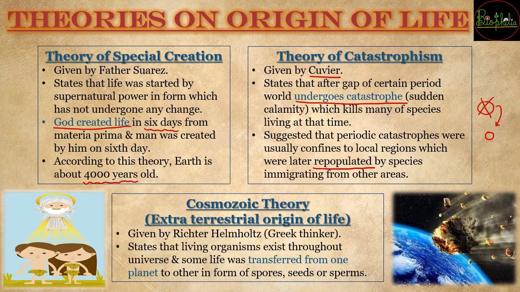That was given by a Greek thinker, Richter Helmholtz, who thought that it was transferred from another planet. वो जैसे हो सकता है स्पोर्स है, सीड्स है या स्पर्म्स है, उनको कोई एलियन आया और वो एलियन ने अर्थ पे छोड़ दिया, and that is how the life originated. But again, how did the start of life, that spore, seeds or sperm, come? That was again a question mark, and that also did not suffice. How did the origination of life start?